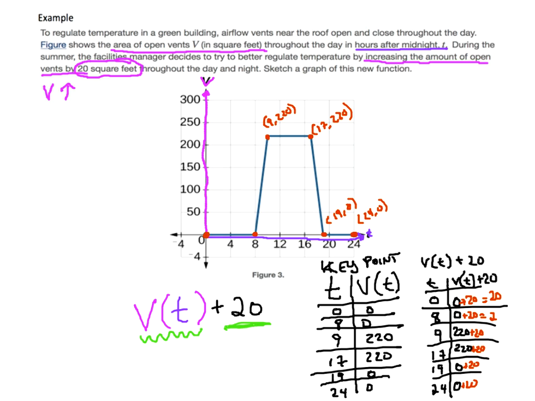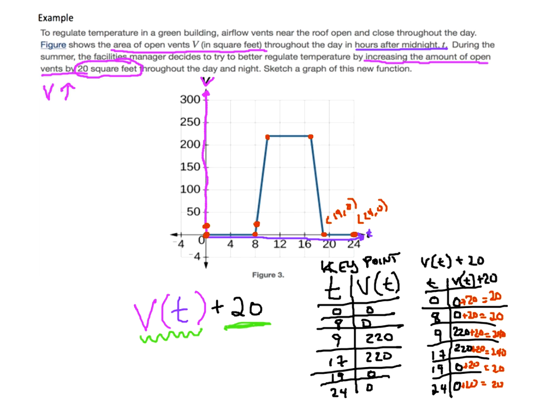So my new output values are 20, 20, 240, 240, 20, and 20. I'm going to go ahead and graph. So here's my new point, (0, 20), (8, 20), (9, oops, let me take these off here so we can see.